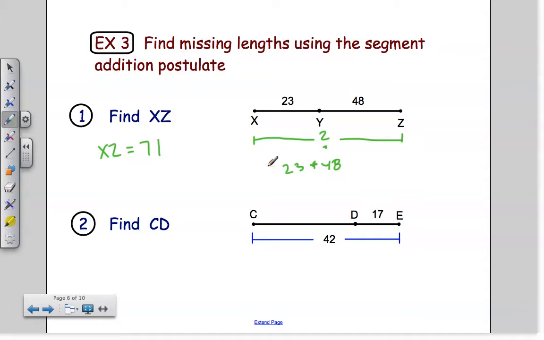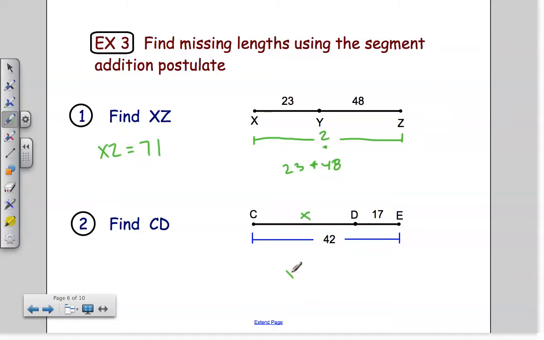This second example uses segment addition slightly differently. Find CD. C to D is the unknown here. I'm going to put an X there. We don't know CD, but we know that DE is 17, and we know that the entire segment CE is 42. This time we're not adding two segments to get a larger one. We're taking the full segment, taking away a part of it to get what's left.